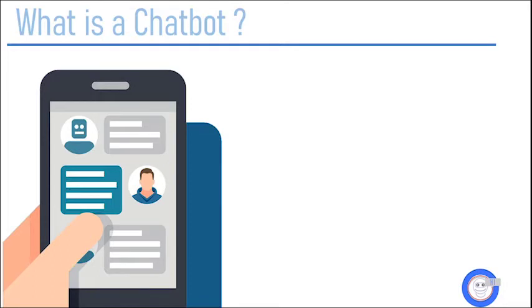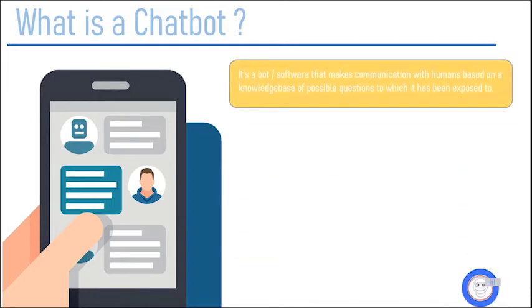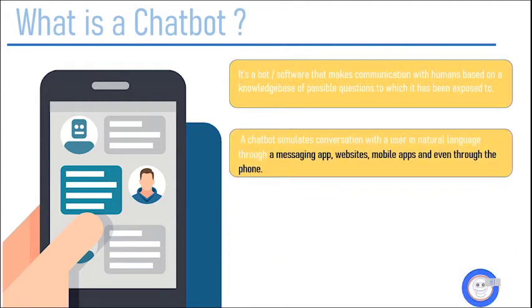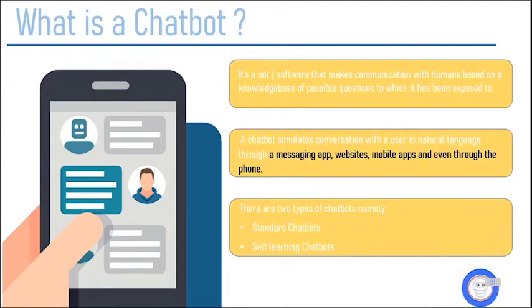Yeah, so we're back. What is a chatbot? A chatbot is a software or a bot that communicates with humans based on possible questions to which it has been exposed. So the chatbot simulates conversation with the user in natural language through a messaging app like Facebook Messenger, websites, mobile apps, even phone. We have types of chatbots, namely the standard chatbots and the self-learning chatbots.